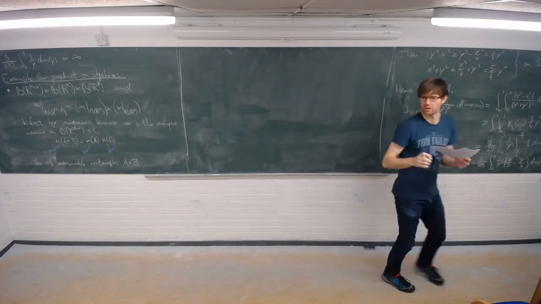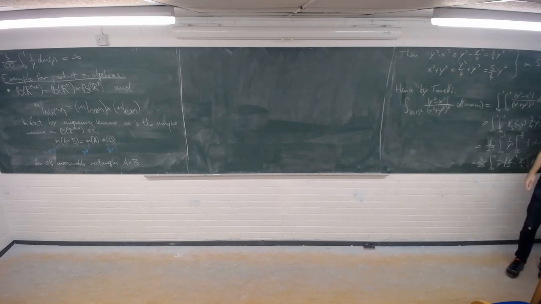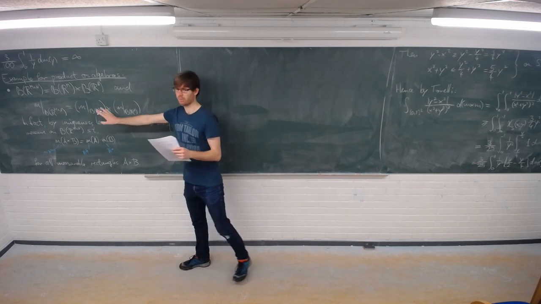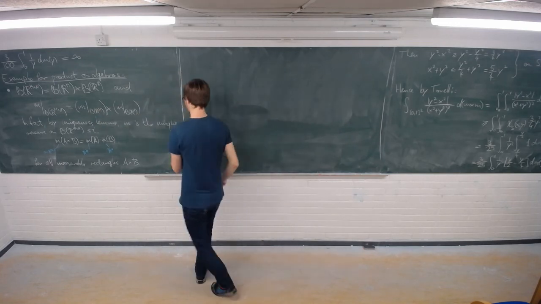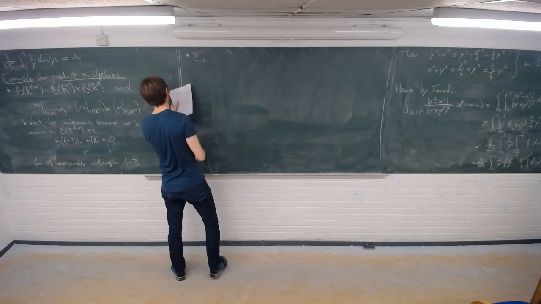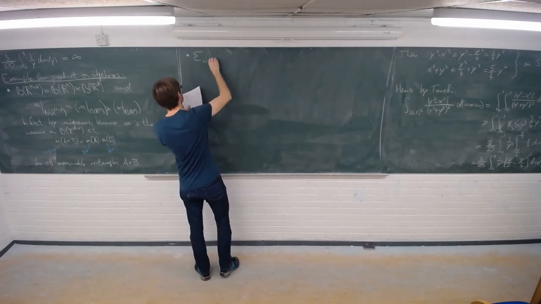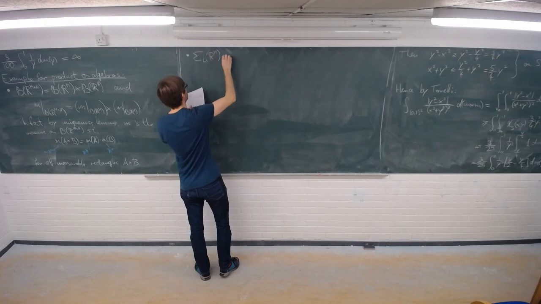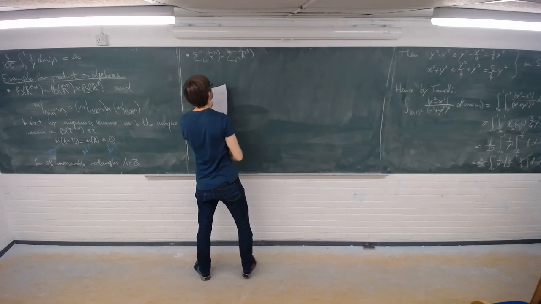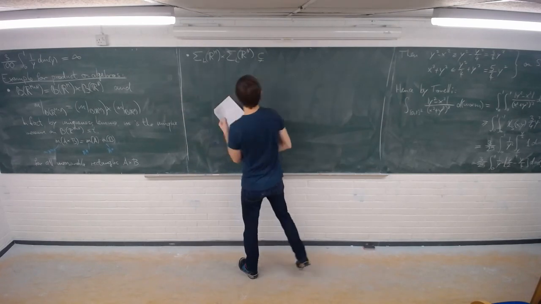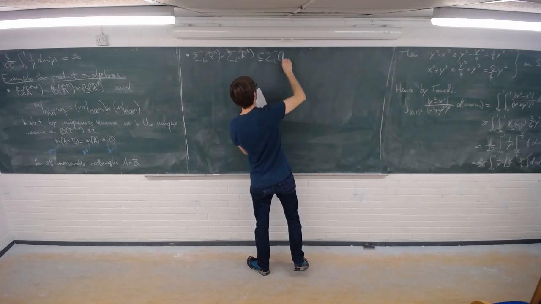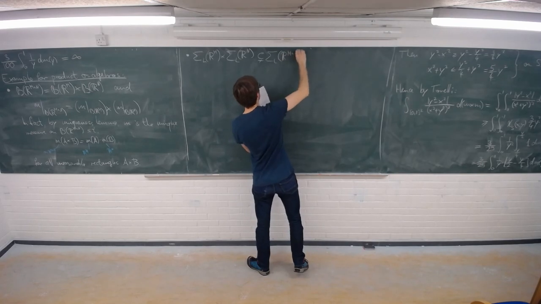So this was the Borel sigma algebra, and unfortunately things are less nice for the sigma algebra of Lebesgue measurable sets. In fact, one has the following: sigma L of Rm times sigma L of Rn is a proper subset of sigma L of R^(m+n).